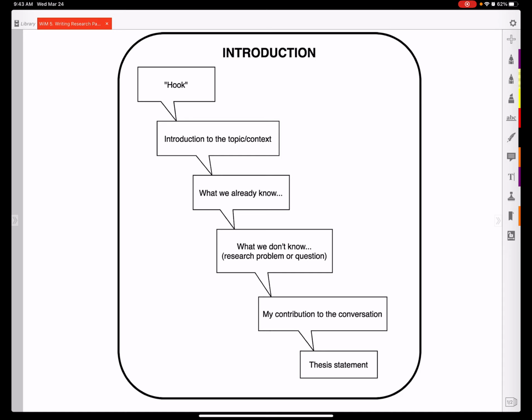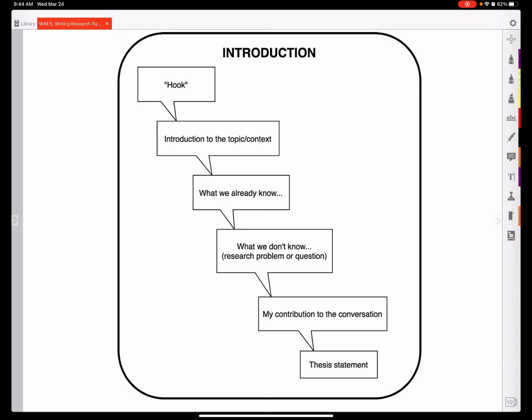Think about the research process diagram with what I call the fried egg, with the topic as the yolk and the context as the white of the egg, and your research process as you're writing this introduction. So you want to give your reader an introduction to the topic, but how that topic is situated within its context. Think about what you've learned from compiling the annotated bibliography.